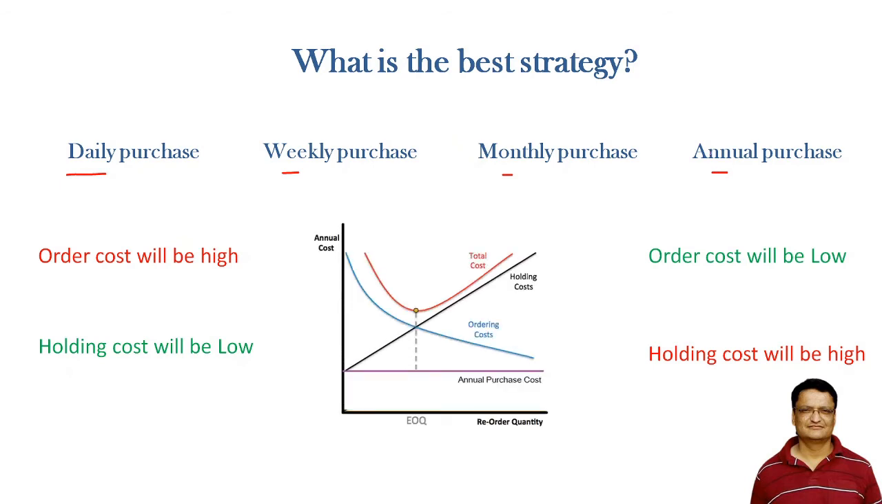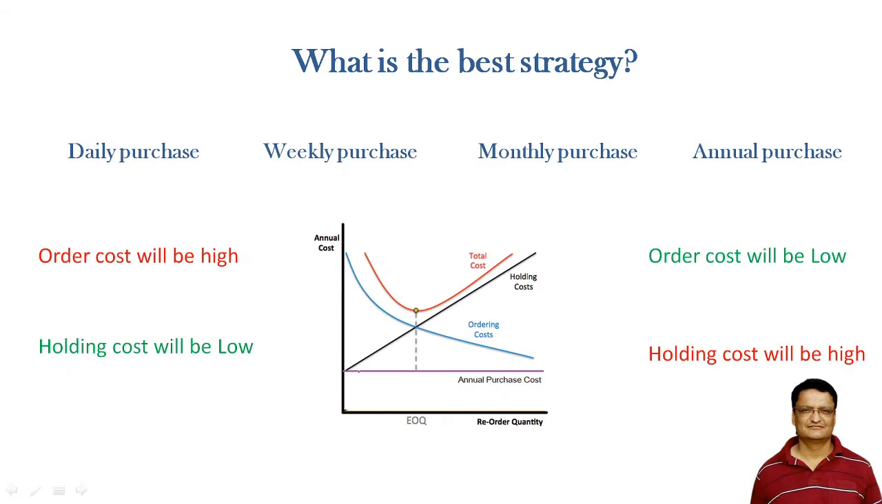If I plot a graph between the annual total cost related to purchase and the quantity which I purchase, I will get this kind of graph. This blue line represents the ordering cost. So as my quantity is increasing, my ordering cost is decreasing, and as my quantity is increasing, my holding cost is increasing.